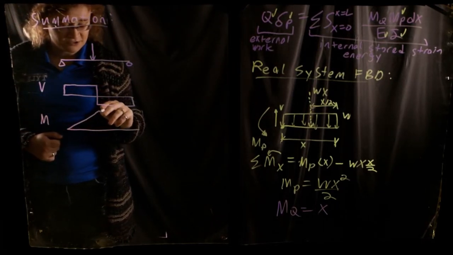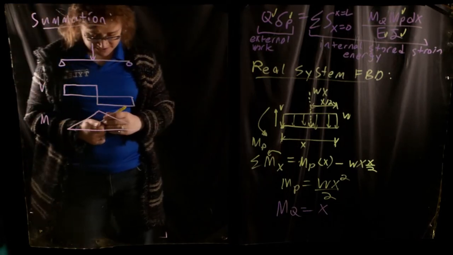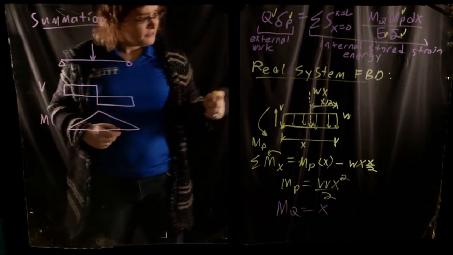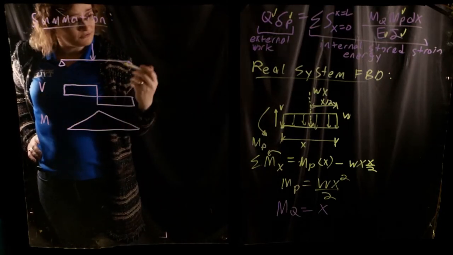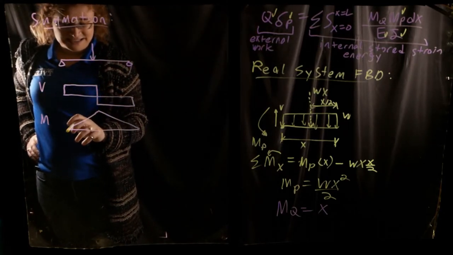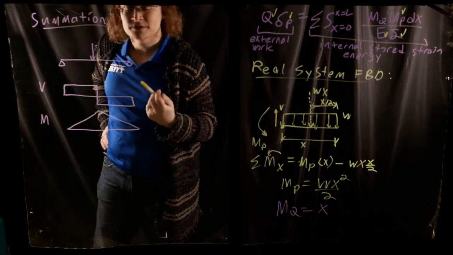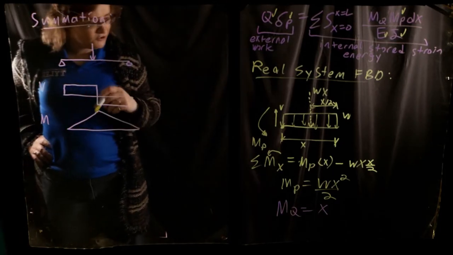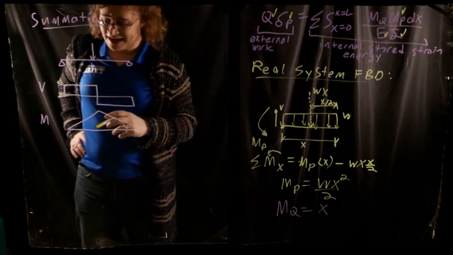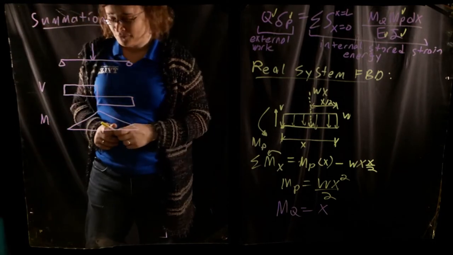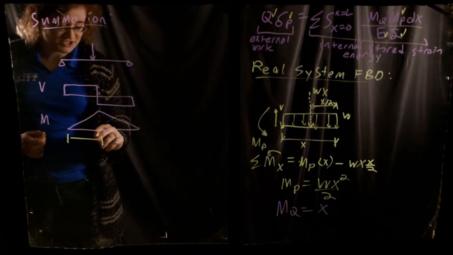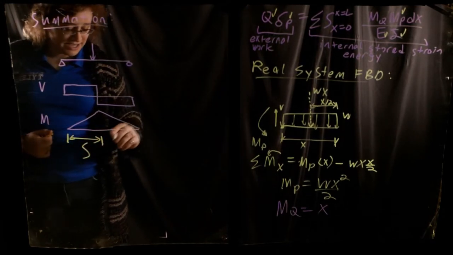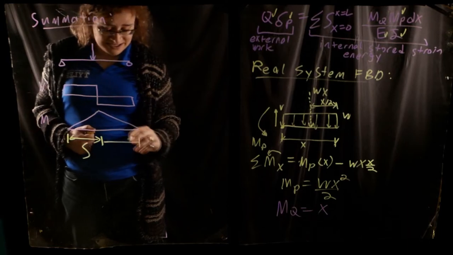The moment function goes like this. So I cannot define one single function that will work for my moment all the way from x equals 0 to x equals L. It simply won't. There's a discontinuity there. And so because of that, I need to use a summation. In other words, I would do one integral in this region, and a different integral in this region.